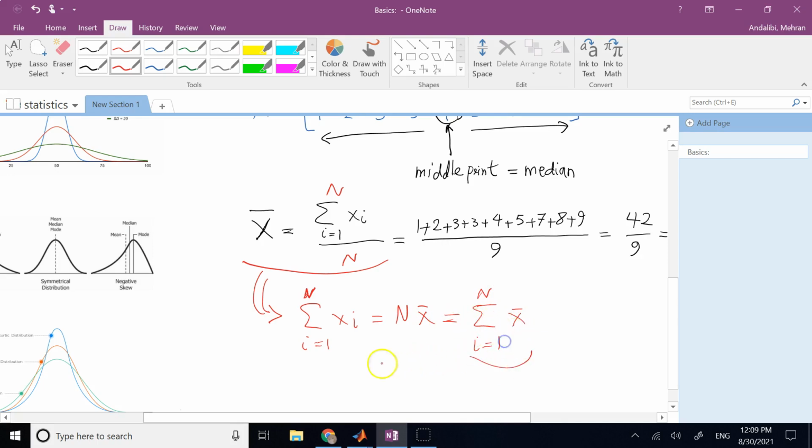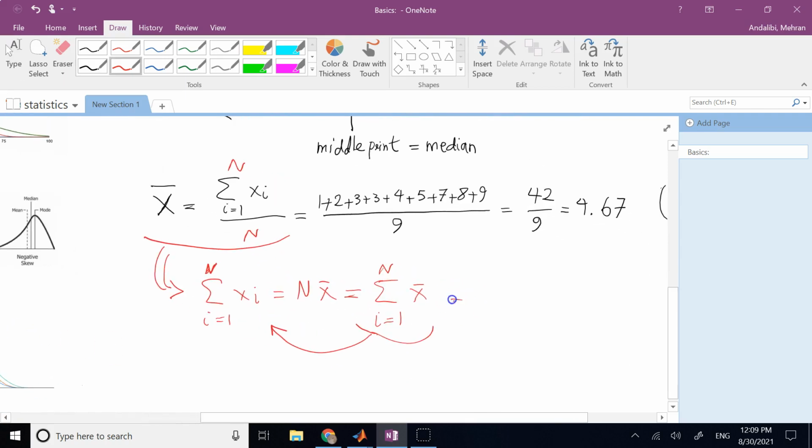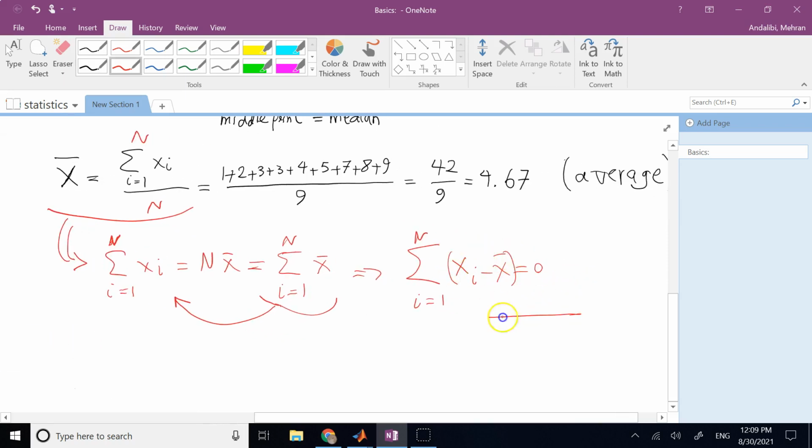If you bring now this term to the left-hand side, since they both have the same summation, you can subtract and you will get this important thing. Right? So this is another way to describe the average. That sum of the distances of data points to the average, when you add it over all data, is equal to 0, so you can call it like a center of mass of the data. Now, this term here, by the way, the difference between each data point and the average, is what we call deviation.